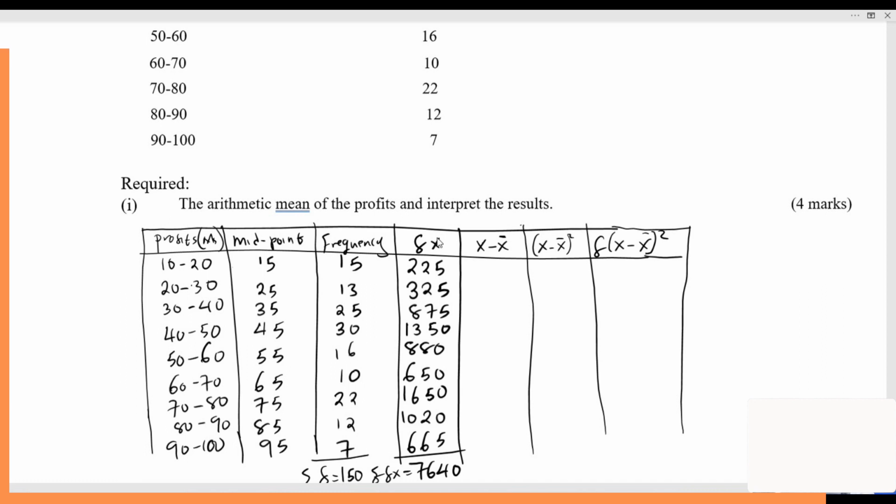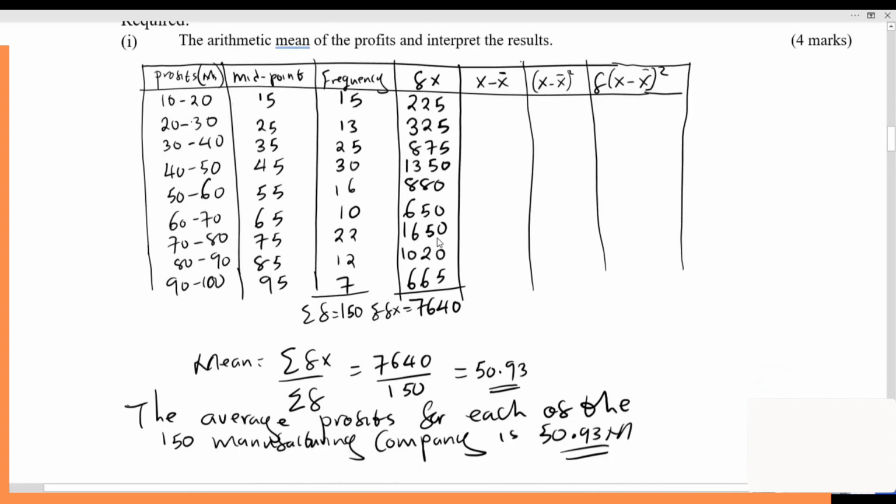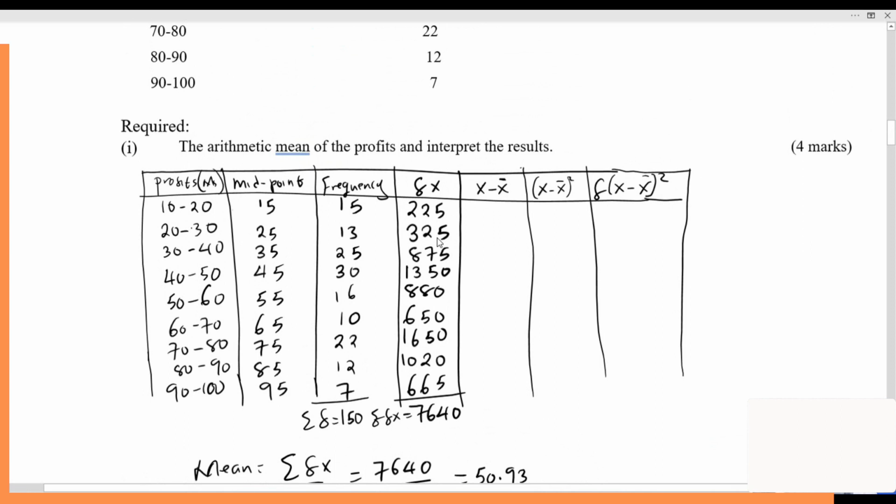So what is x minus x bar? Our x bar is the mean, which you have already found is 50.93. So 15 minus 50.93. What do I get? I get negative 35.93. Then 13 minus 50.93 gives negative 37.93.